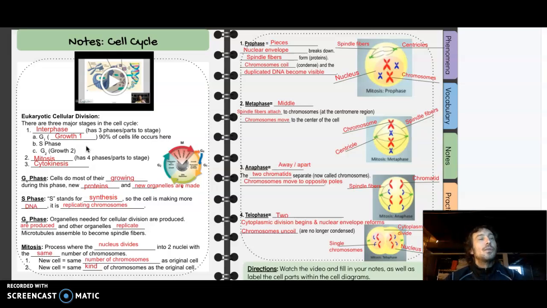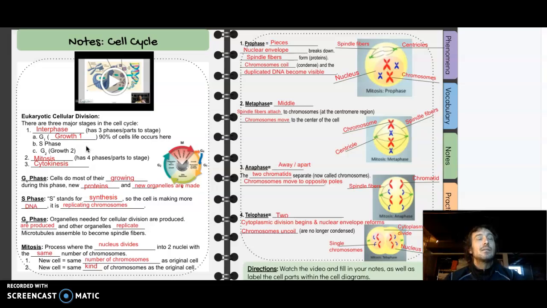Okay, so interphase is made up of the G1 phase, and this is where a cell, as you can see above, spends 90% of its time, right, growing, adding proteins, and new organelles being made, and doing its job as a cell.